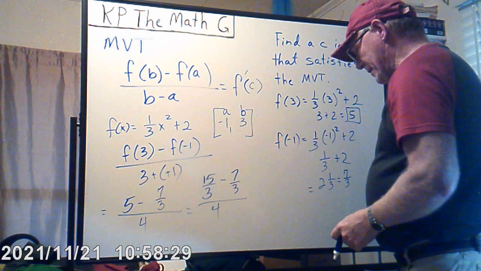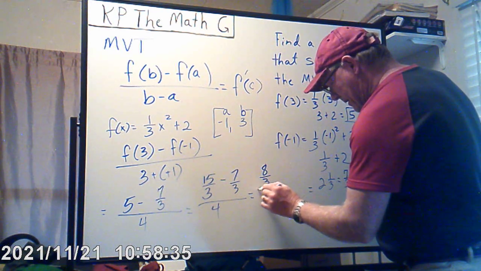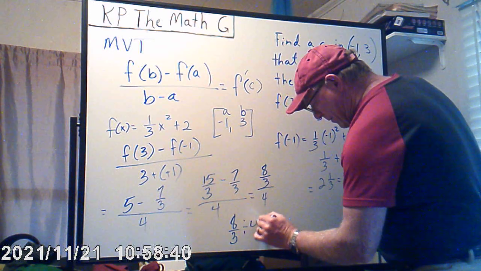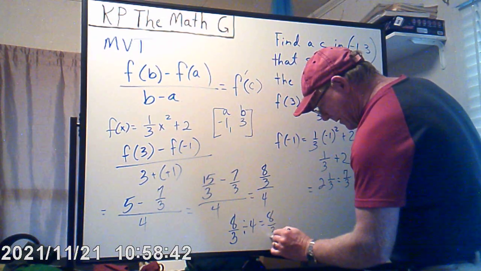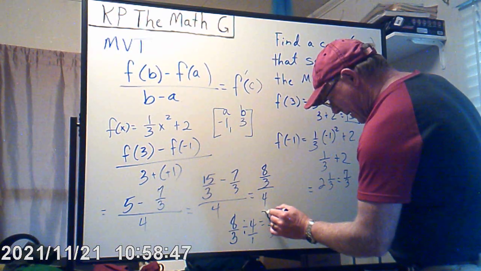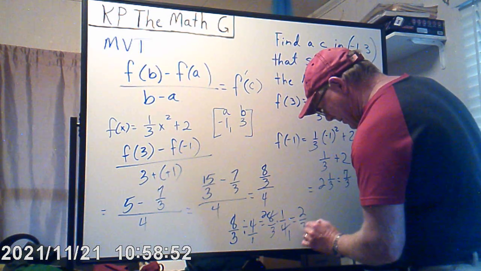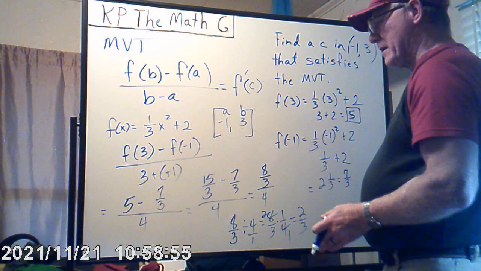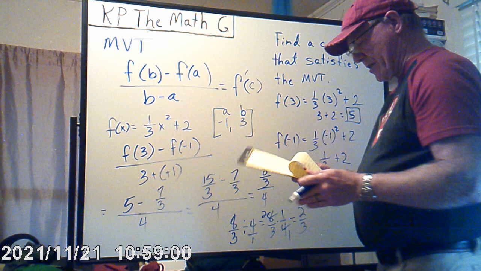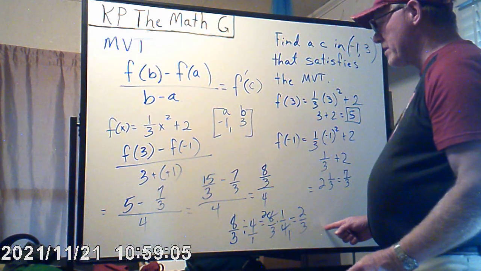Alright, so let's see. This is 8 over 3 divided by 4. So 8 over 3 divided by 4 is 8 over 3 times 1 over 4. And notice 4 goes into 8 2 times. So this is equal to 2/3. So the slope of the secant line is 2/3.